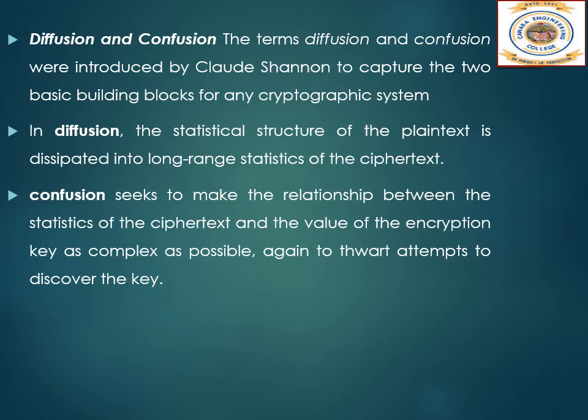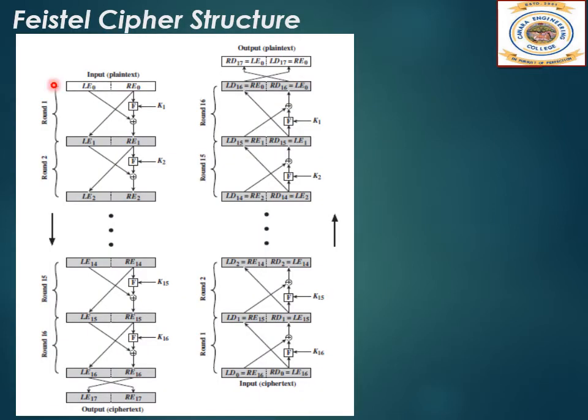Thus, even if the attacker can get some handle on the statistics of the ciphertext, the way in which the key was used to produce that ciphertext is so complex as to make it difficult to deduce the key. This is achieved by the use of a complex substitution algorithm. In contrast, a simple linear substitution function would add little confusion. So let us learn about the Feistel cipher structure.